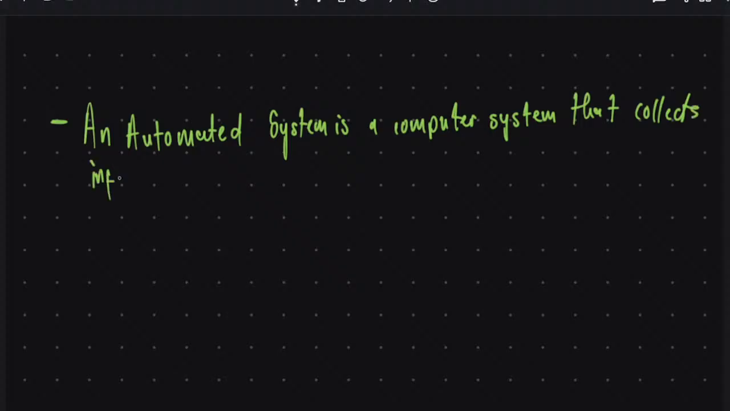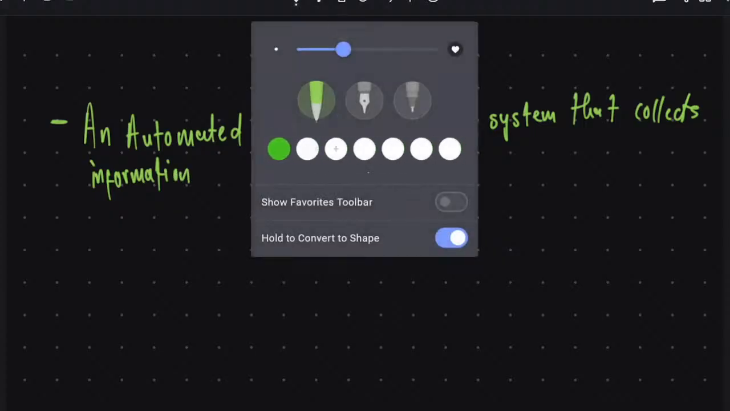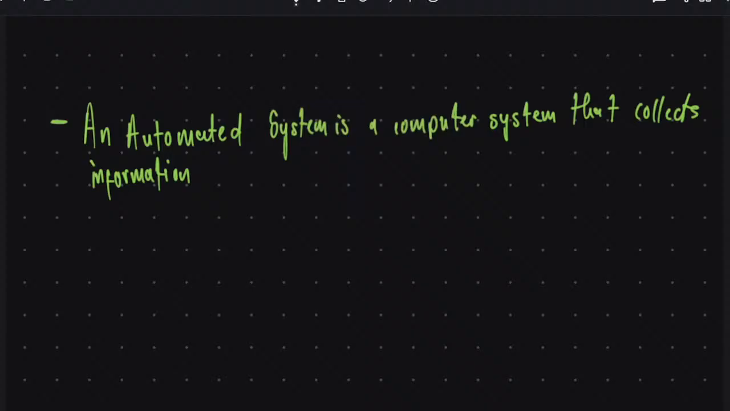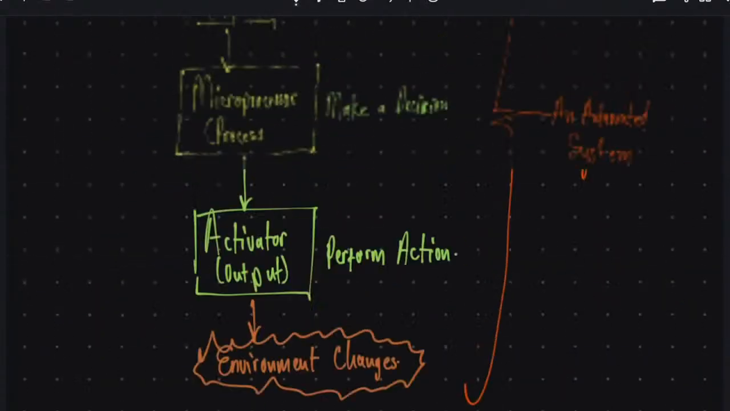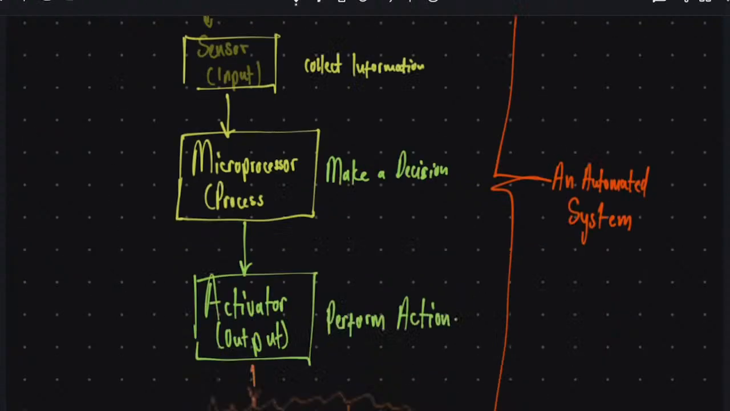Any computer system that, Alex, collects information from where? Where does an automated system collect its information from? Do you remember the diagram, Alex? Information is collected from where? The environment. Information is collected from the environment, okay? Are you locked in, Alex? Yes, I'm locked in. Let's go.